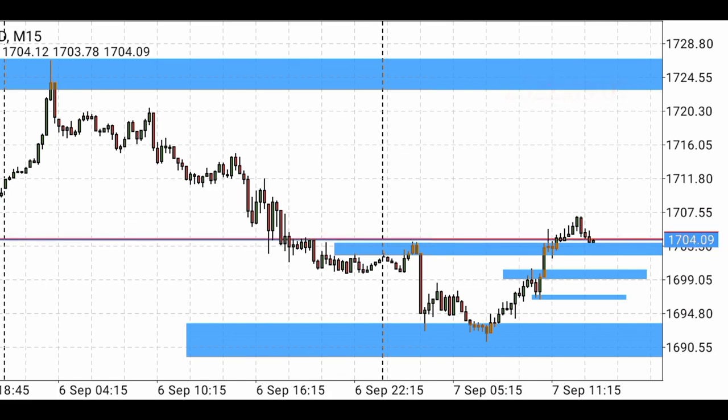If it breaks this 4 hours time frame swing high, then a double bottom has been completed and we'll have further room up to go.